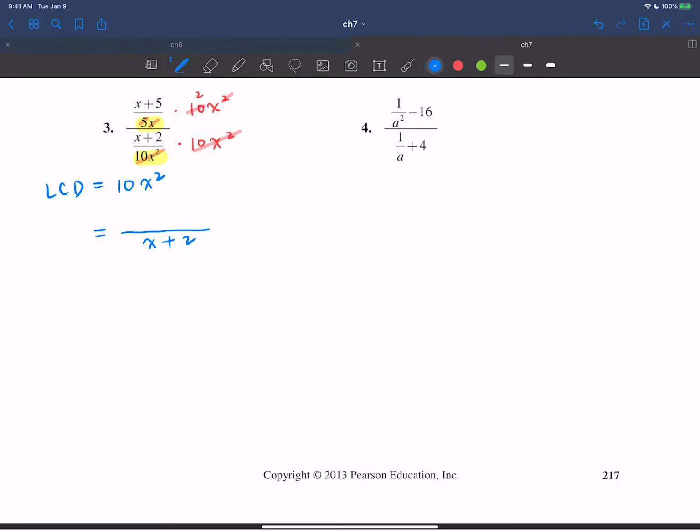And let's write down what's left on the top. You have x plus 5 multiplied by 2x. And then we're going to distribute the numerator. You have 2x squared plus 10x over x plus 2. And that will be our final answer to number 3.